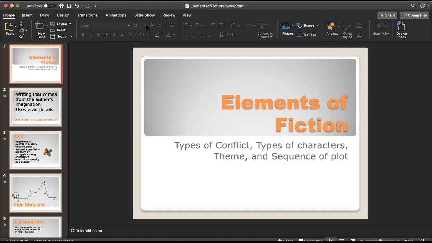I'm going to go over the different elements that make up the plot diagram, just basic stuff you should know by now. This should help you in your blend course. So here you go.